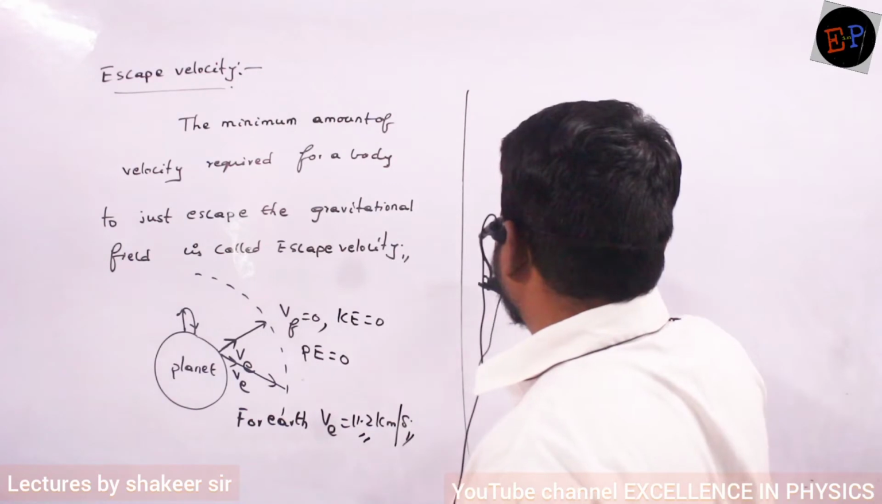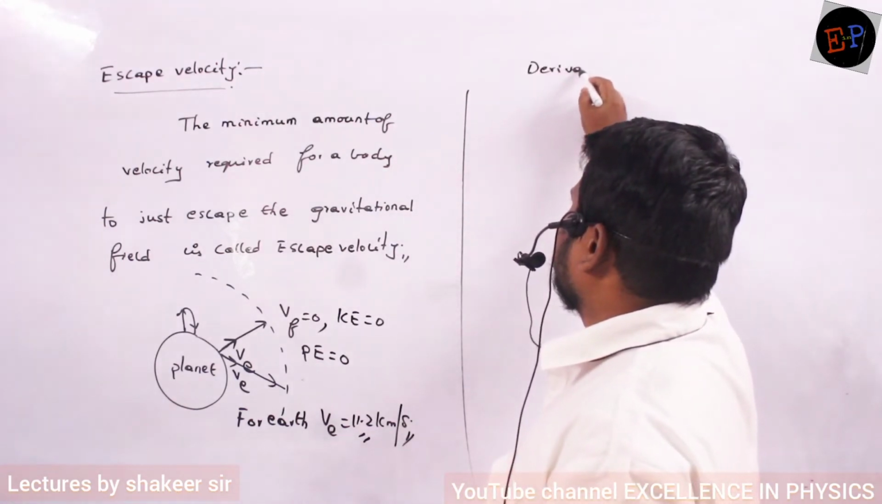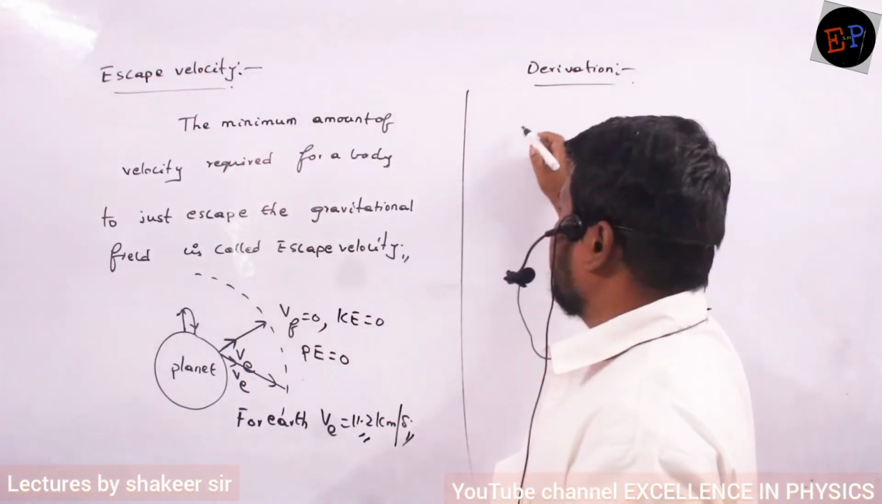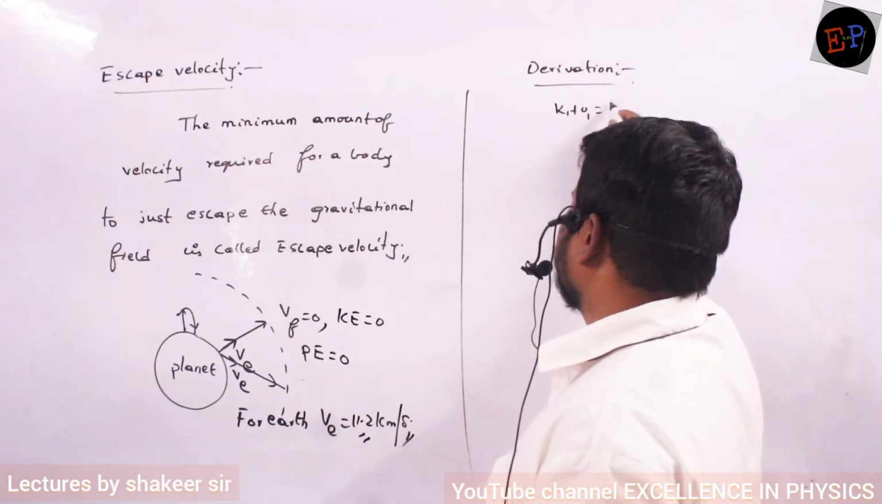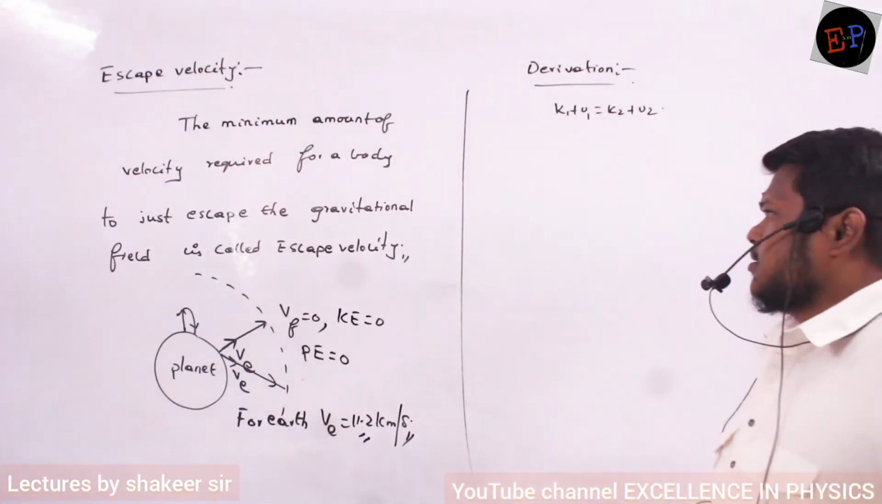So therefore, let us derive an equation of escape velocity. I will use the law of conservation of mechanical energy only. K1 plus U1 is equal to K2 plus U2. This equation I will use. Okay? So listen, then you can write down.